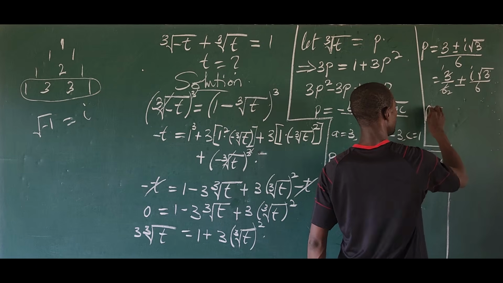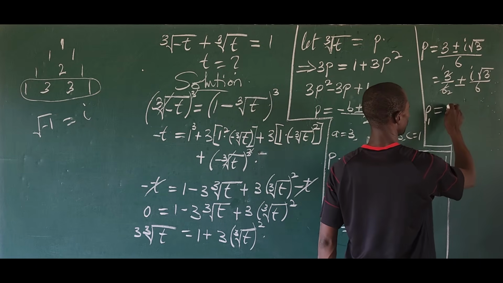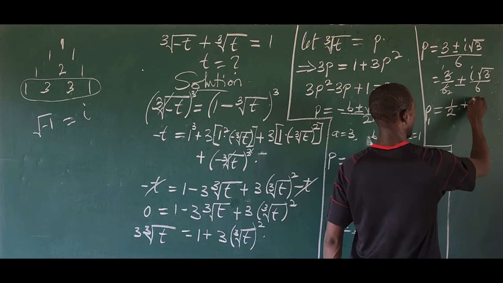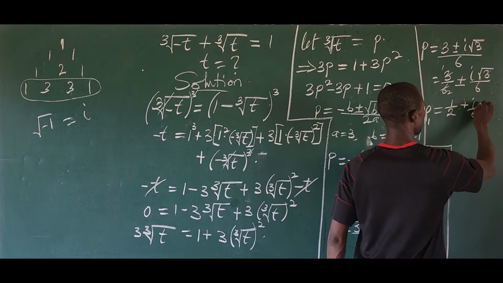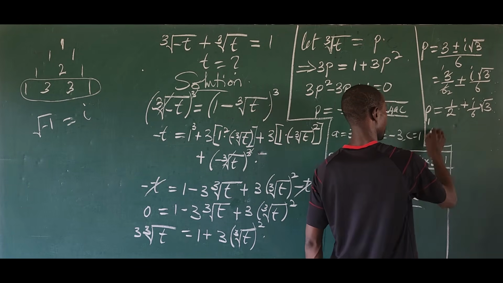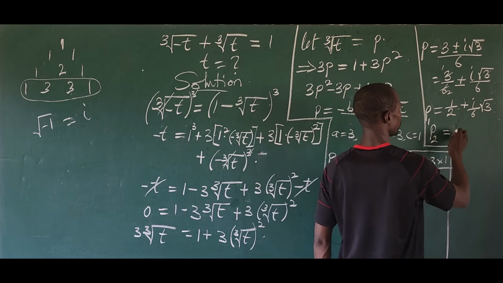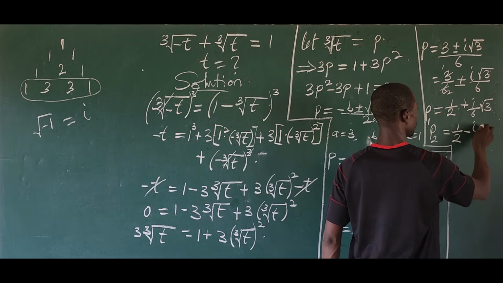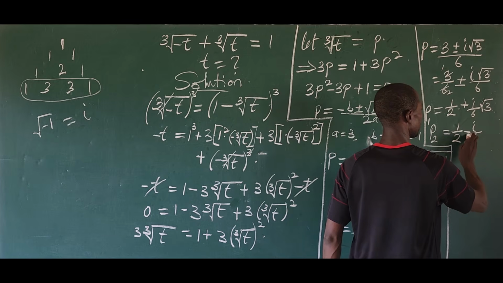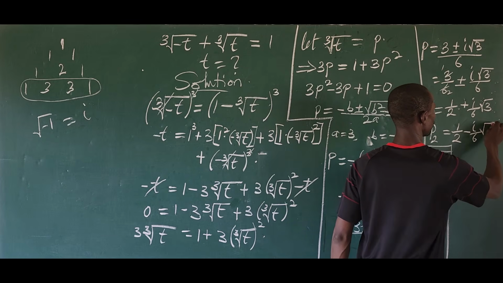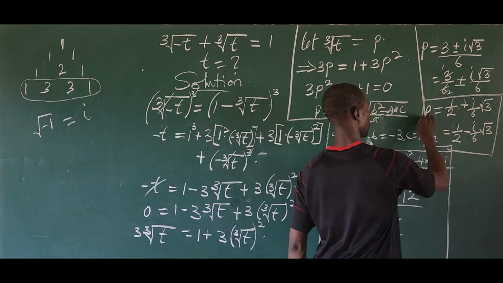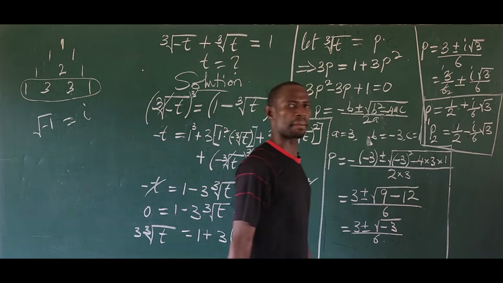So we now have our P1. P1 is equal to 1 over 2 plus iota over 6 root 3. And we have our P2 equal to 1 over 2 minus iota over 6, the root 3. Now, these are the two values of our P.